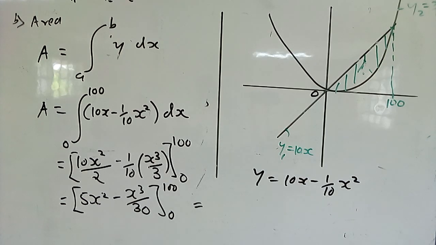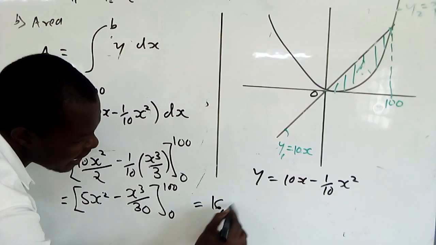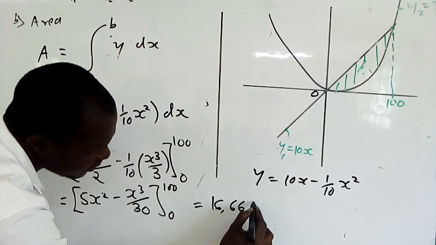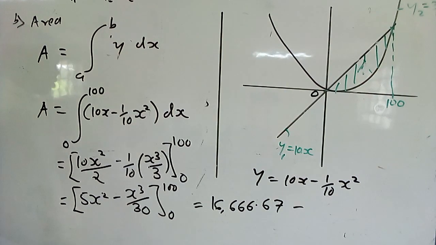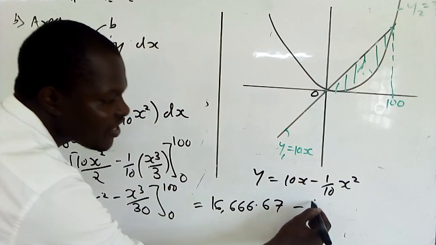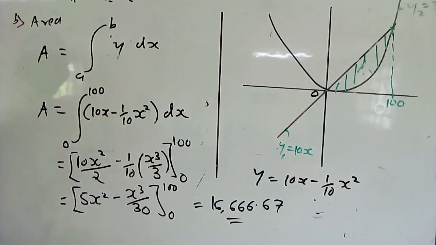You have 16,666.67. Then minus the lower limit, isn't it? When x is 0, you get 0 minus 0, meaning the lower limit is just 0. So you just remain with that. Are we good? So what is the area? 16,666.67.